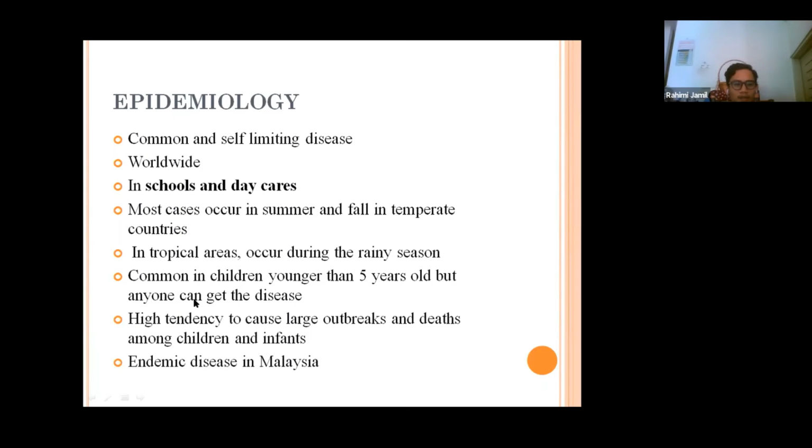HFMD can occur in anybody, but it is usually common in children younger than 5 years old. It has become an important public health disease due to its high tendency to cause large outbreaks and deaths among children and infants. It is also an endemic disease in Malaysia, with multiple outbreaks that have happened, for example, in Sarawak in the 1990s.